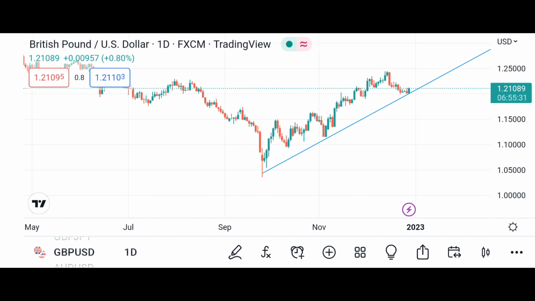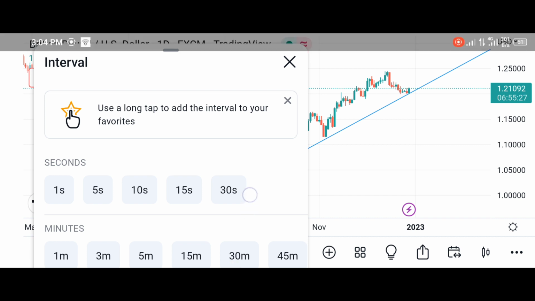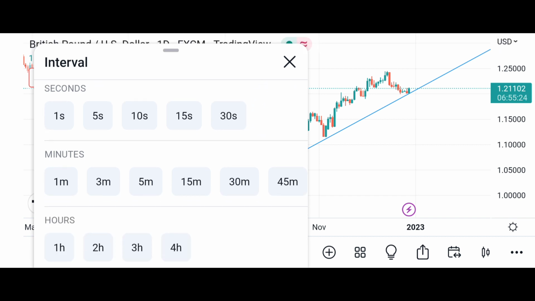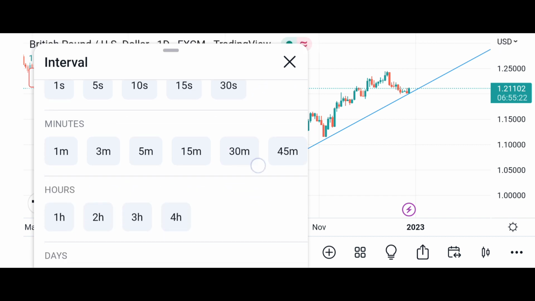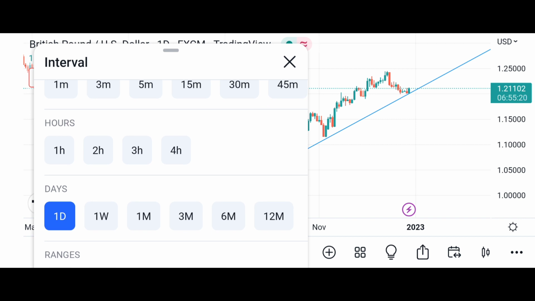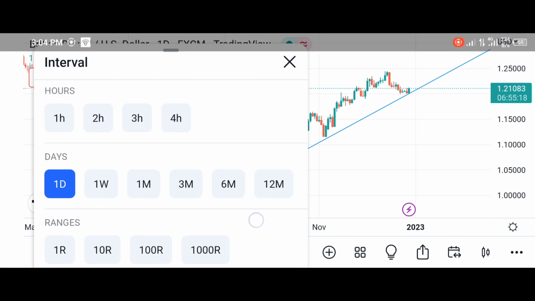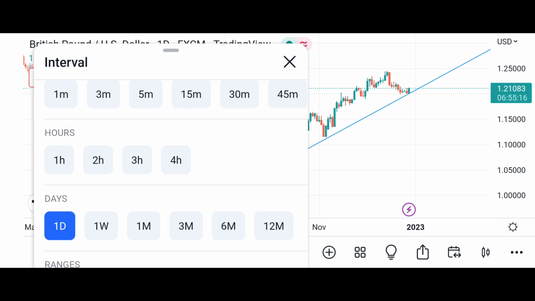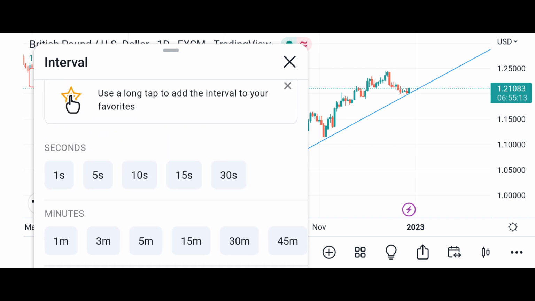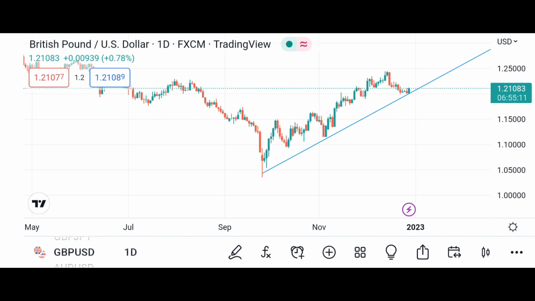Now there are lots of time frames in the market, and as you can see, we have the 1 second time frame, you have the minute time frames, the hourly time frame, the daily time frame, and we have up to even a 12-month time frame. And this is to say that each candlestick represents the time frame. So here we are on the daily time frame, and so it means that one candlestick represents 1 day.